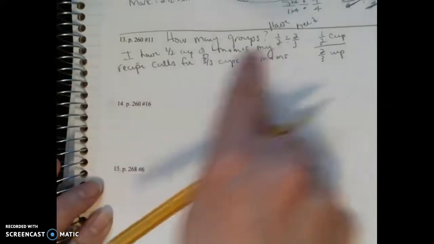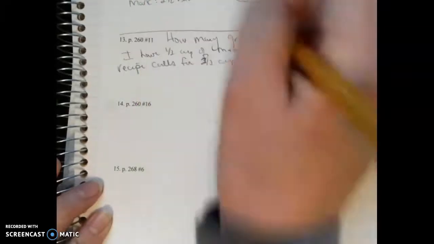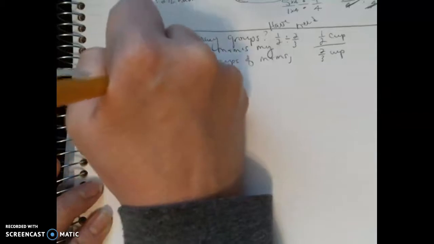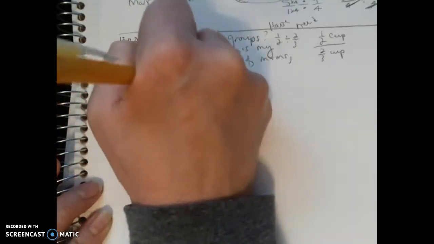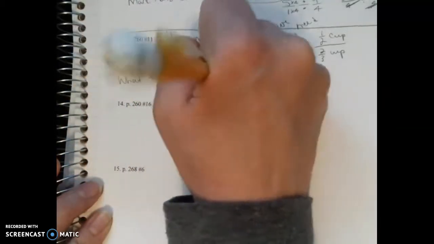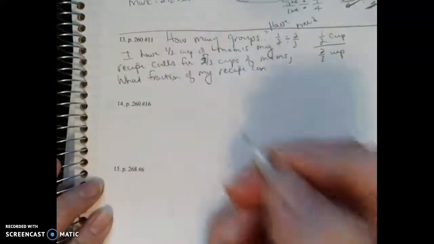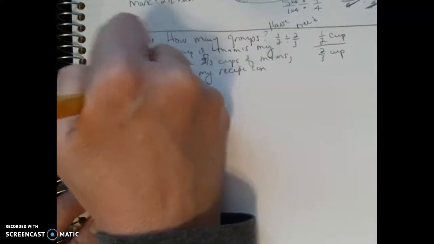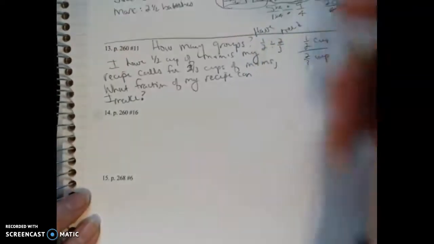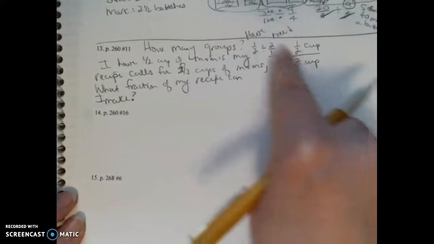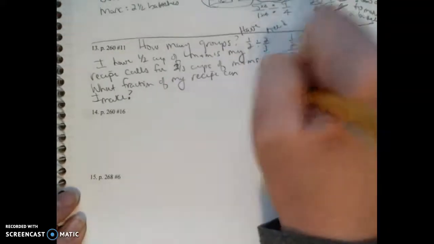I have half a cup of M&Ms. My recipe calls for 2/3 cups of M&M. And then I'm just going to say, what fraction of my recipe can I make? Okay. And so I'm going to do a picture drawing. And again, this is measurement because the units match. So I'm going to draw the first one.